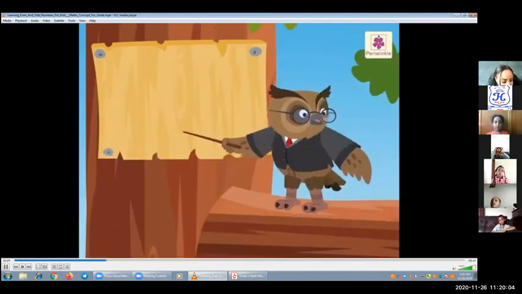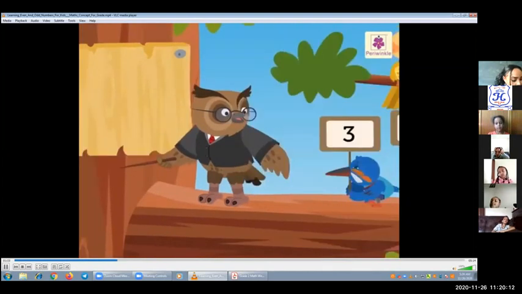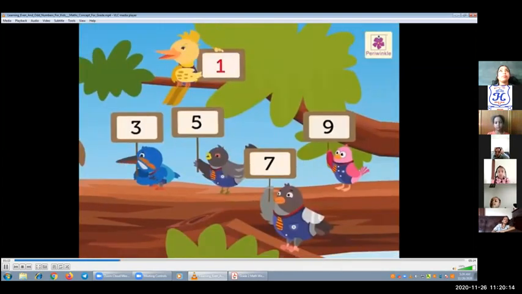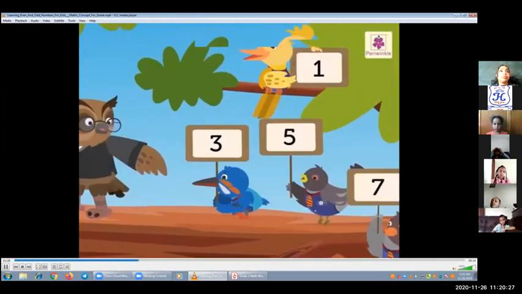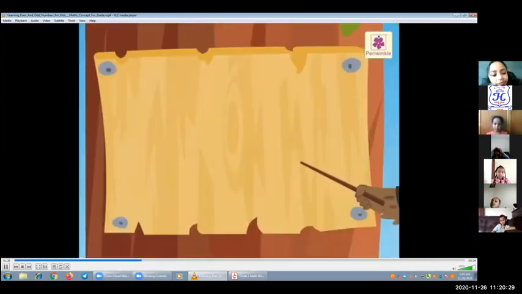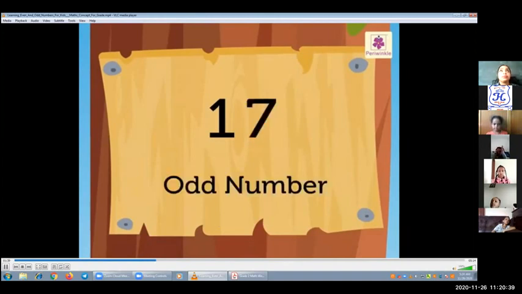Now, let us understand the meaning of odd numbers. All numbers with the digits 1, 3, 5, 7 or 9 in the ones place are called odd numbers. Look at the number 17. Number 17 has 7 in the ones place. So, it is an odd number.